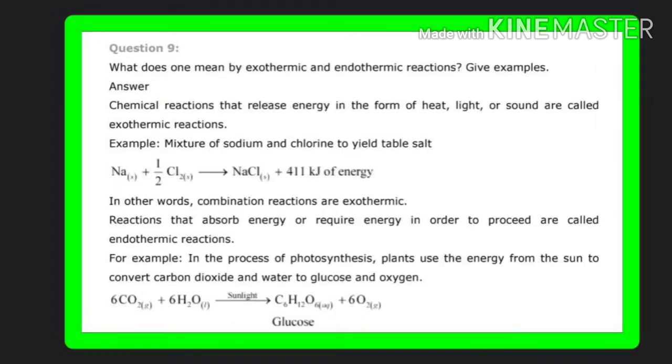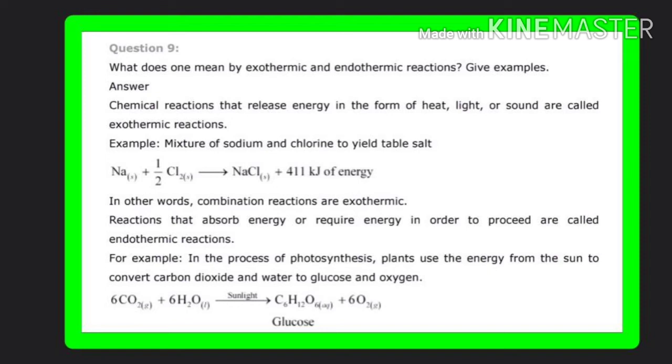Next question. We have done this in the first video. What does one mean by exothermic and endothermic reactions? Give examples. So the chemical reactions that release energy in the form of heat, light or sound are called exothermic reactions. And the mixture of sodium and chlorine to yield table salt. This is a simple example. So sodium plus Cl2 gives NaCl plus some energy or heat is evolved. Then we'll come to endothermic.